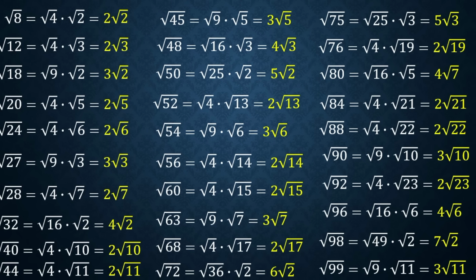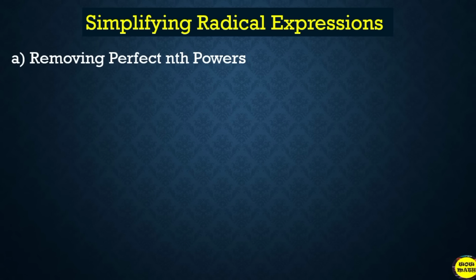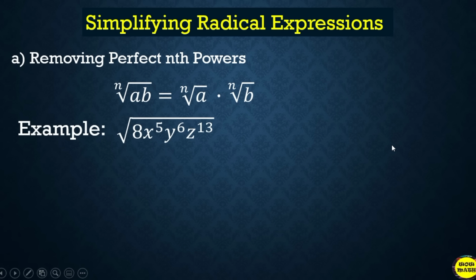So, dapat mapamilyar din kayo sa mga number na to, kasi mamaya, hindi perfect squared yung given, so pwede pa natin masimplify. Okay, pag simplifying radical expression, ibig sabihin, nire-remove natin yung perfect n-th power. So, for example, the square root of the product of two non-negative numbers is equal to the product of their square roots. Okay, for example, we have the square root of 8 x to the 5th power y to the 6th z to the 13th power.